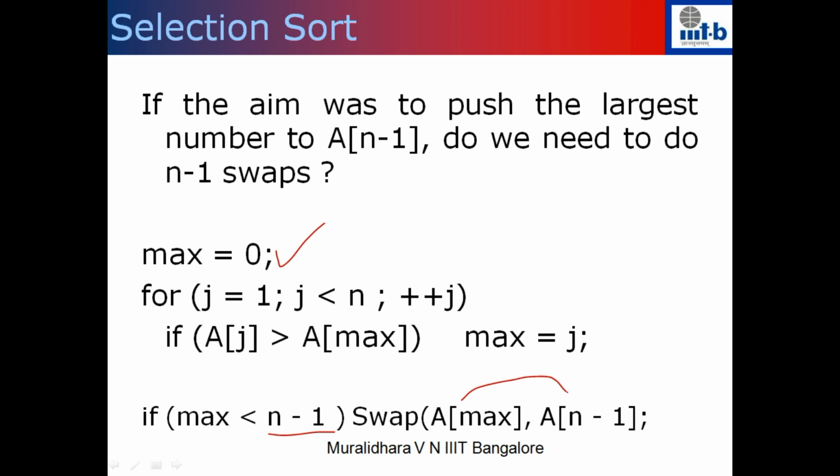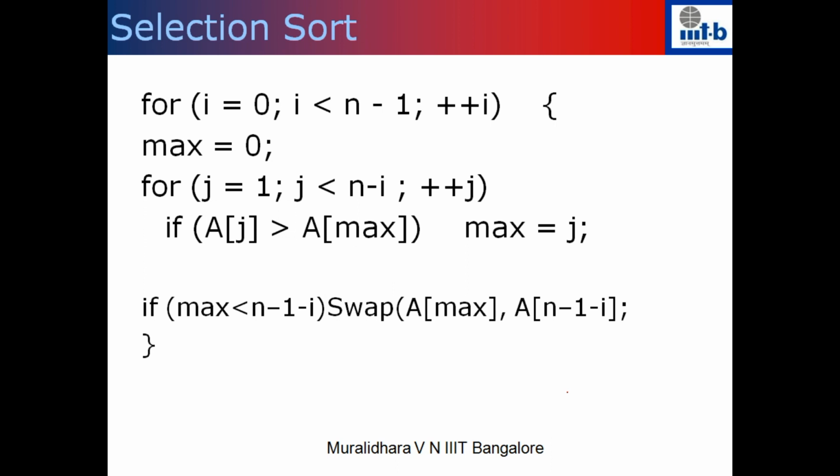At the end of this comparison, what we really have is the location of the largest number, and if it is not the last location, then we swap the largest number with the last number. So if you just repeat this, what the inner loop does in one iteration is push the largest number to the end. Once the largest number goes to the end, you repeat the algorithm again with n minus 1 numbers. In the ith iteration, you just look at the first n minus 1 minus i numbers.